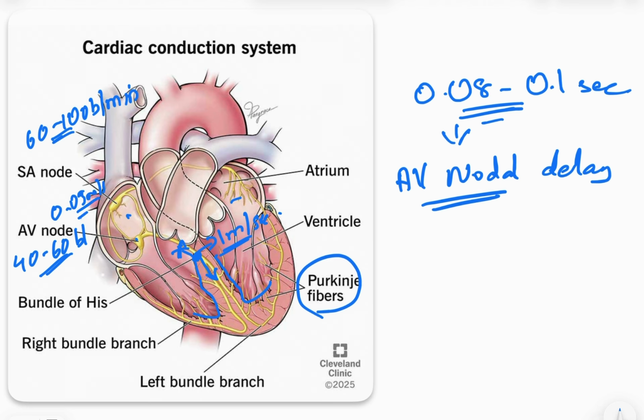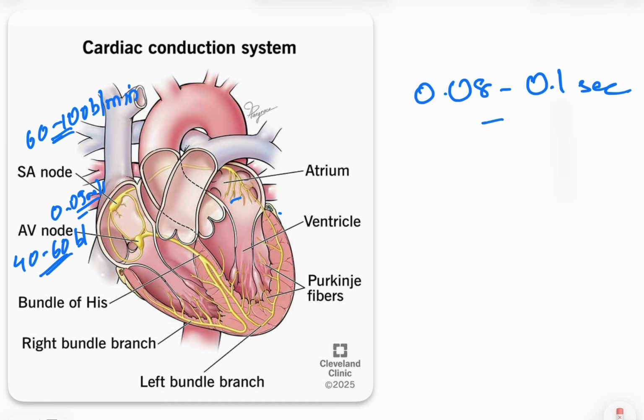So the AV node is faster than the bundle of His. The bundle of His will receive the impulses, and then from here it goes to the left and right bundles, and then to the Purkinje fibers. Yes. So we were saying that if the SA node fails to make 60 to 100 beats per minute, the AV node can manage with 40 to 60 beats per minute.